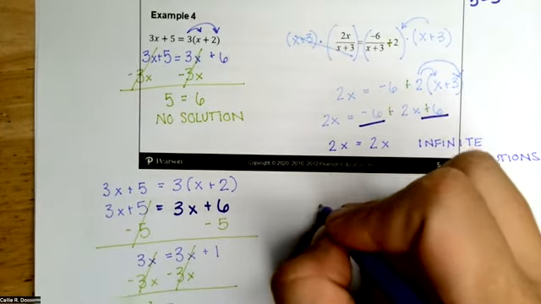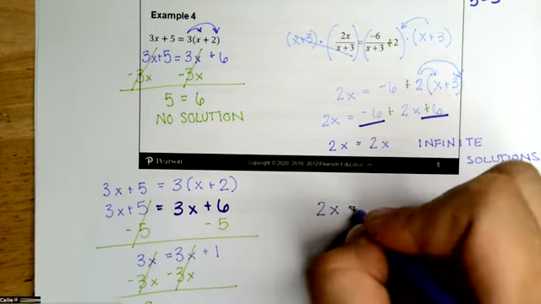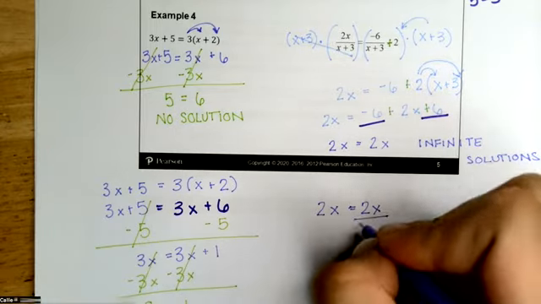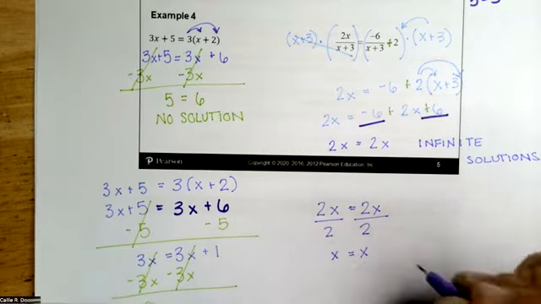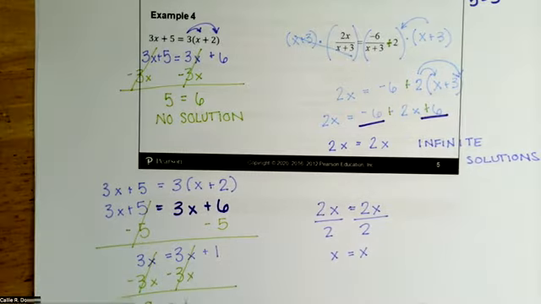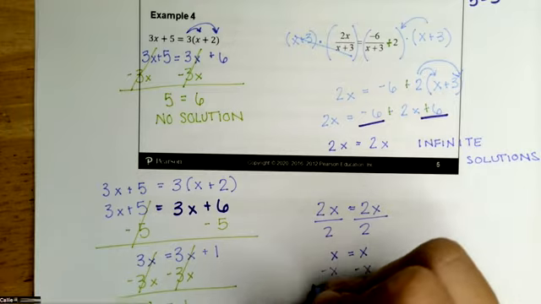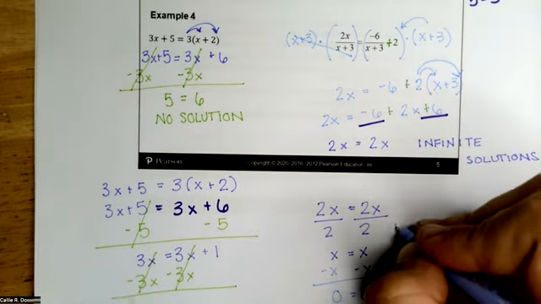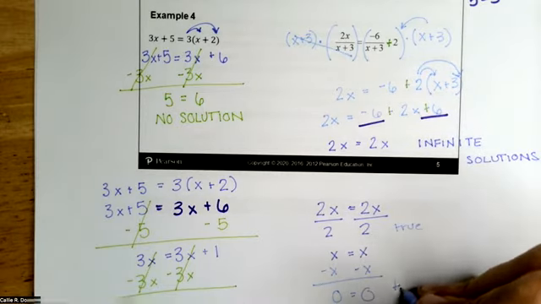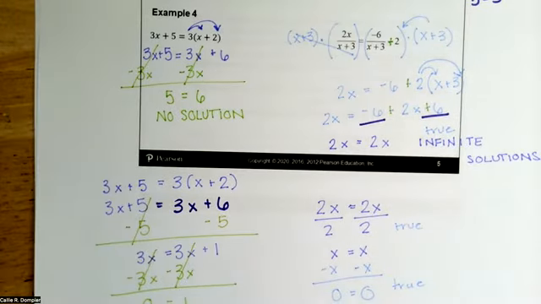Or I'll do it a different way. Ooh, we can keep going. 2x equals 2x. Divide by 2 on both sides. I get x equals x. Good. Even if I kept going, subtract x, I get 0 equals 0. This is still true. This is still true. And this is true. So this is always infinite solutions.